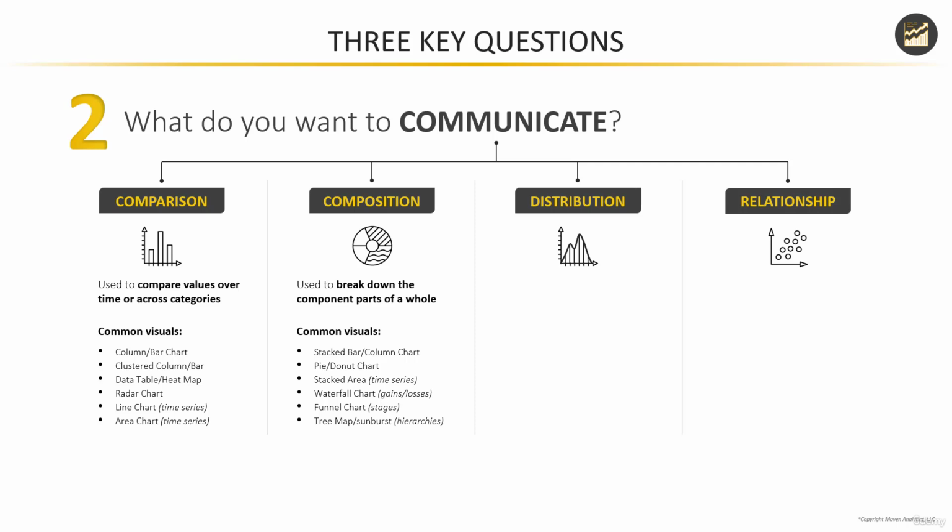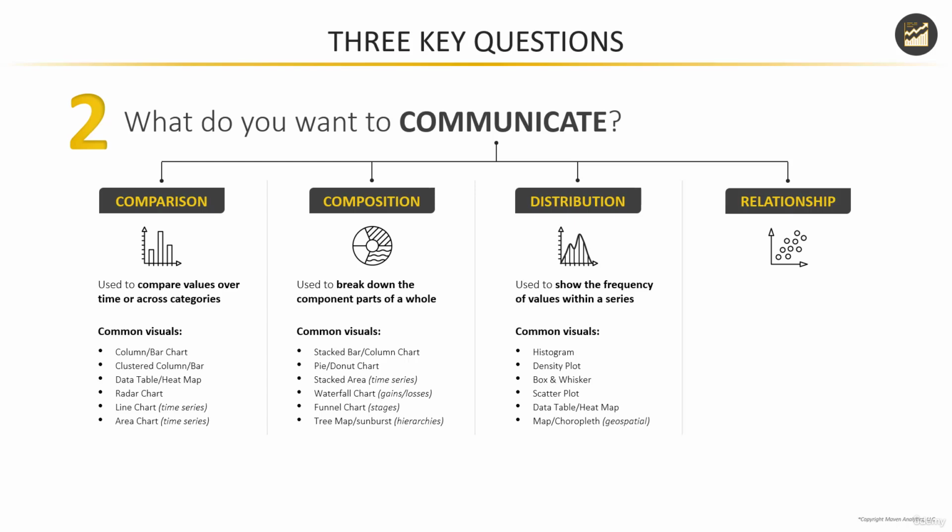Composition is all about breaking down the component parts of a whole. This is where you'll typically use visuals like stacked bar or column charts, pies or donut charts, stacked areas to show both composition and trending over time, or possibly some more specialized visuals like waterfalls, funnels, tree maps, or sunbursts. Distribution is about showing the frequency of values within a series, and histograms are really far and away the most common and popular type of visual to show distributions.